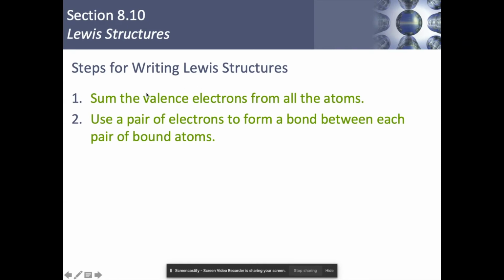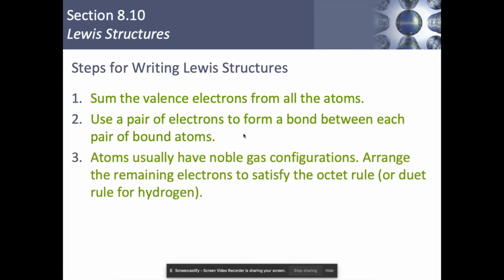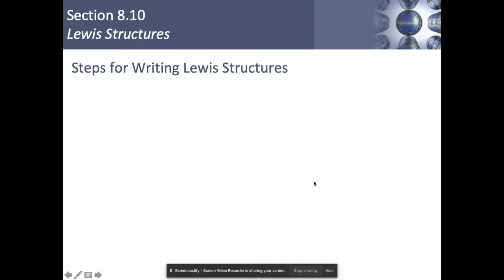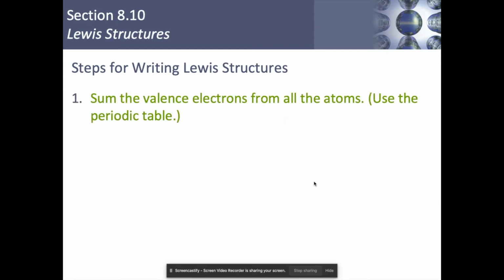Use a pair of electrons to form a bond between each pair of bound atoms. And then keep in mind that atoms usually want to have a noble gas configuration. The only exception to that is really the duet rule for hydrogen. So you want to arrange any remaining electrons you have to satisfy the octet rule. Now, when we say that, that means adding dots to other atoms, or if you can't add any more dots, forming a double bond or a triple bond when appropriate. Okay, you can't just form it willy-nilly.